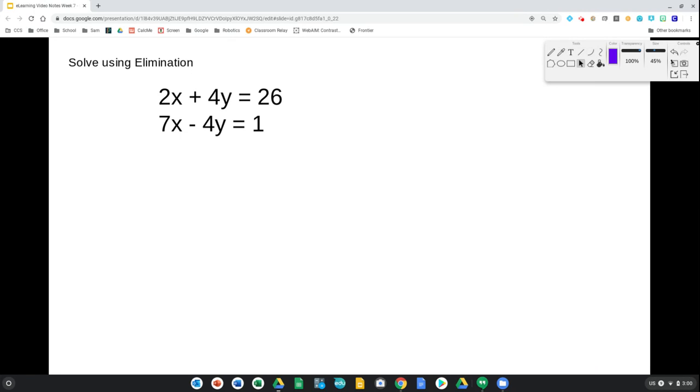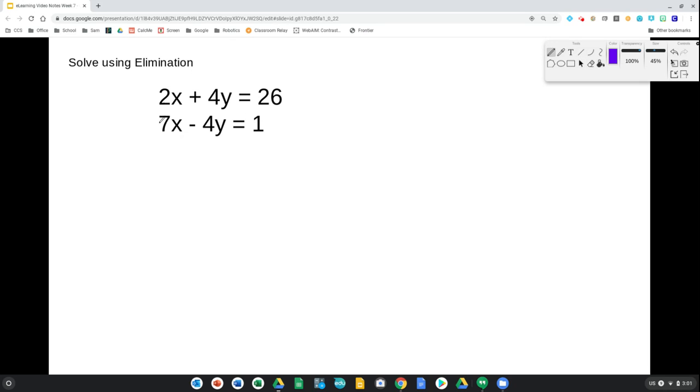All of the problems that we're doing today have been set up specially so that we can either add the two equations together or subtract the two equations, and one of the variables is going to disappear or be eliminated, which is where the term elimination comes from.